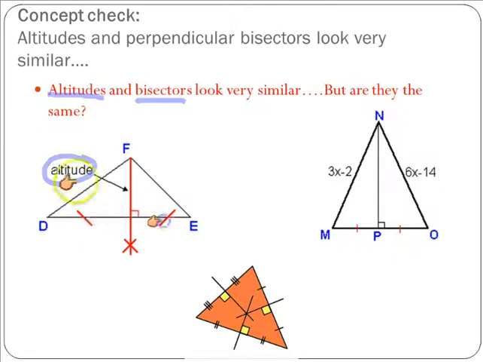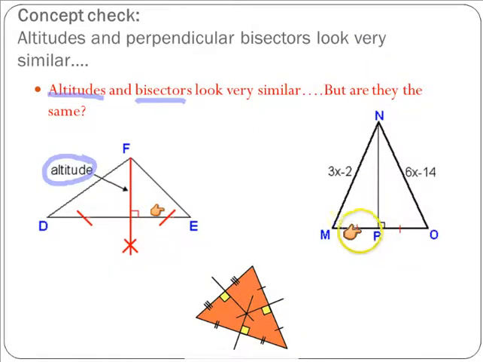It does not. So that's what's different. An altitude does not divide the side of the triangle that it intersects into two equal parts, where a perpendicular bisector does. They both intersect at 90 degrees, but a bisector is going to bisect that side of a triangle and divide it into two equal sides, where an altitude will not.